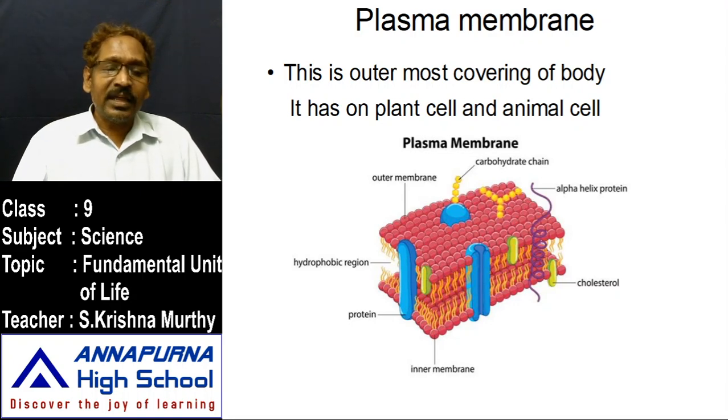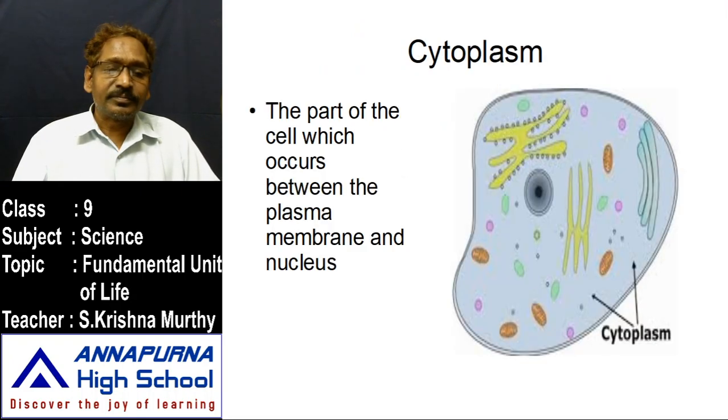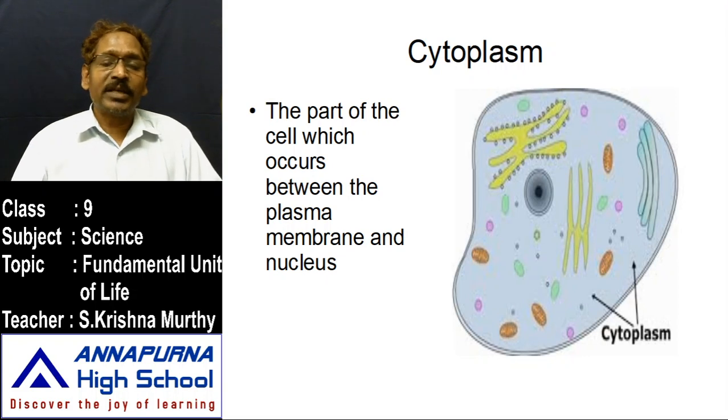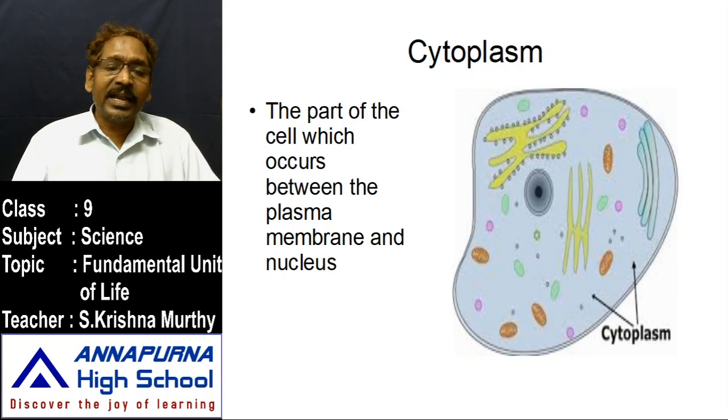Now look at another important organelle, the cytoplasm. Already I have talked about the cytoplasm. Where is the cytoplasm? The cytoplasm is present in between the nucleus and the inner portion of the plasma membrane. The cytoplasm is enclosed with the plasma membrane. So this is the plasma membrane and innerly the nucleus is there.